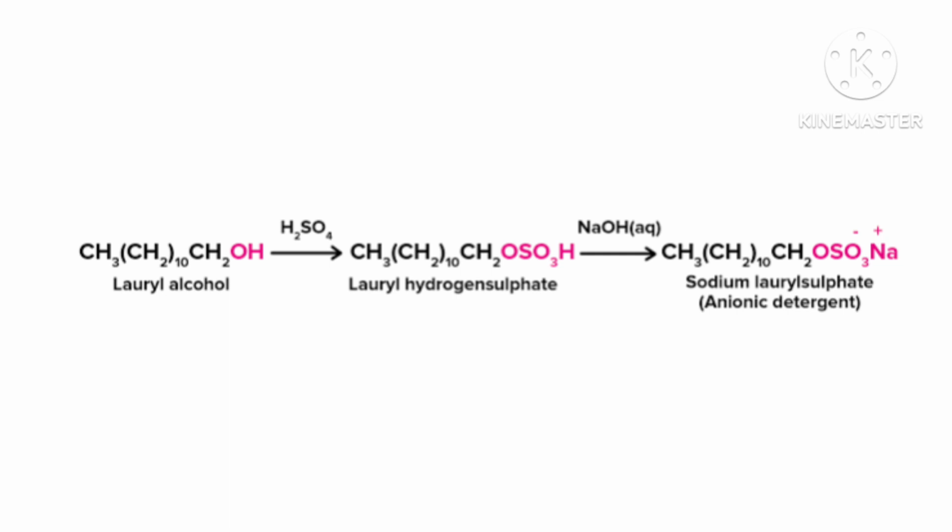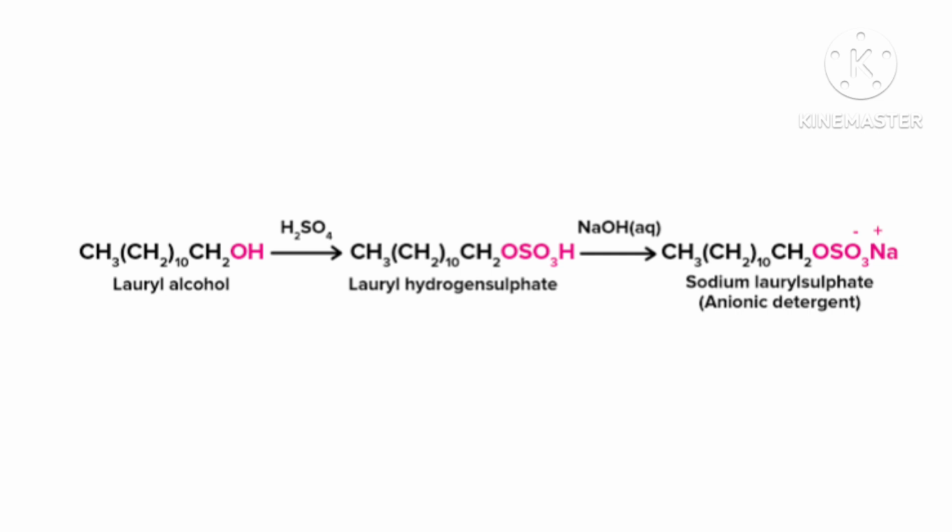Hydrocarbons. Okay, no fatty acid. This is the difference. Alkyl hydrogen sulfates are formed by treating long chain alcohols with concentrated sulfuric acid, then neutralizing with alkali to form anionic detergent. Here you see you are using long chain alcohol and concentrated sulfuric acid.